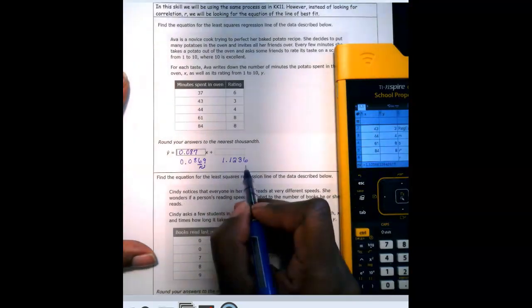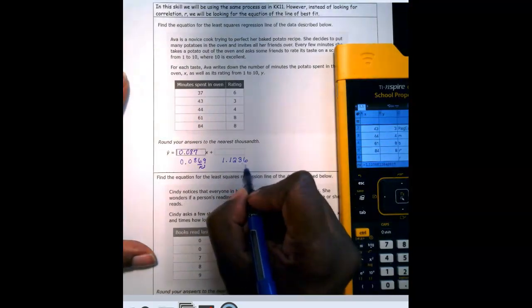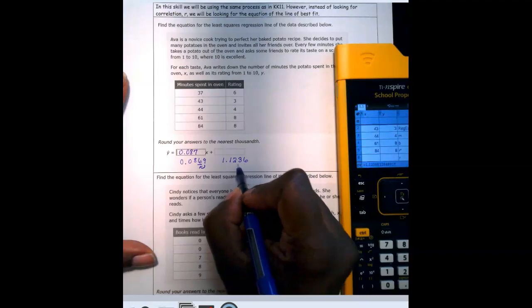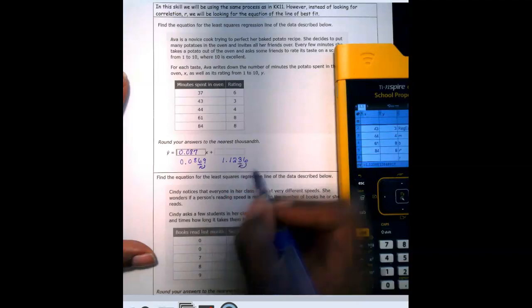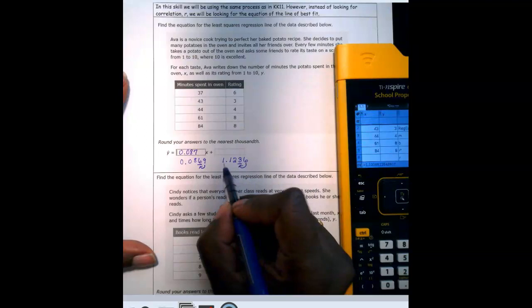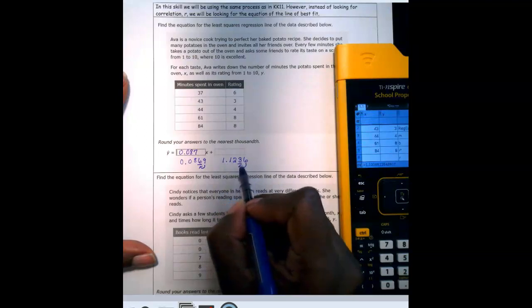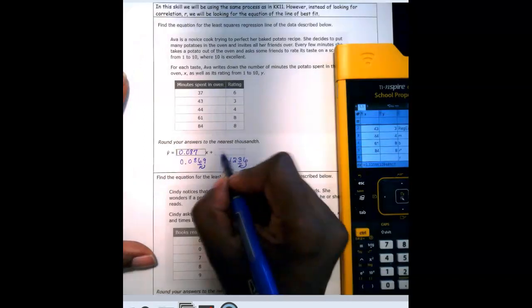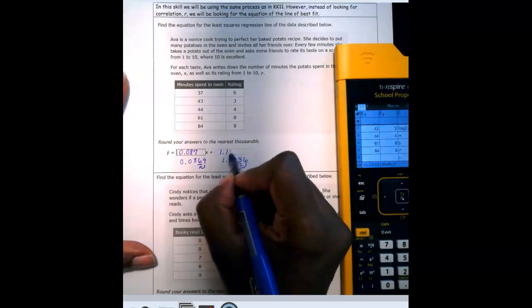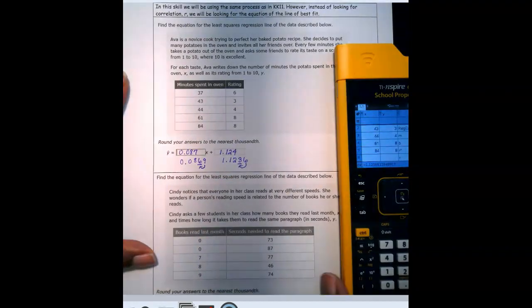And I'm going to do the same thing here. I'm going to use the 6 to determine what the 3 should be. So this would be 1.123. Now the 6 is greater than 5, so I'm going to round the 3 up to a 4. So 1.124. And that would be our answer. Let's go ahead and take a look at the next one.